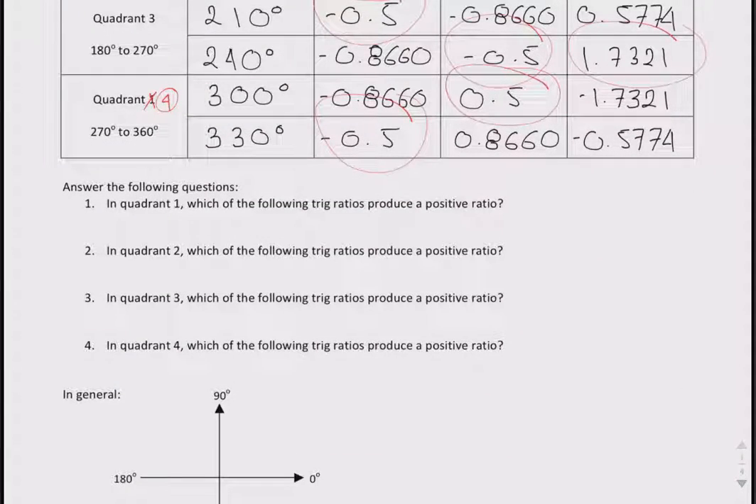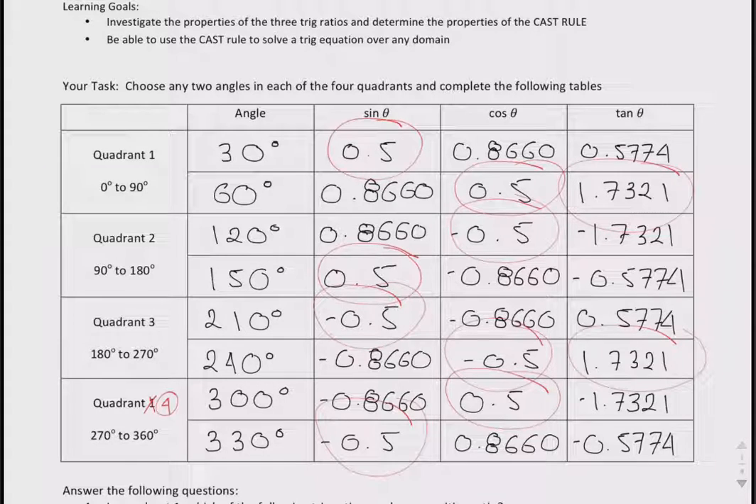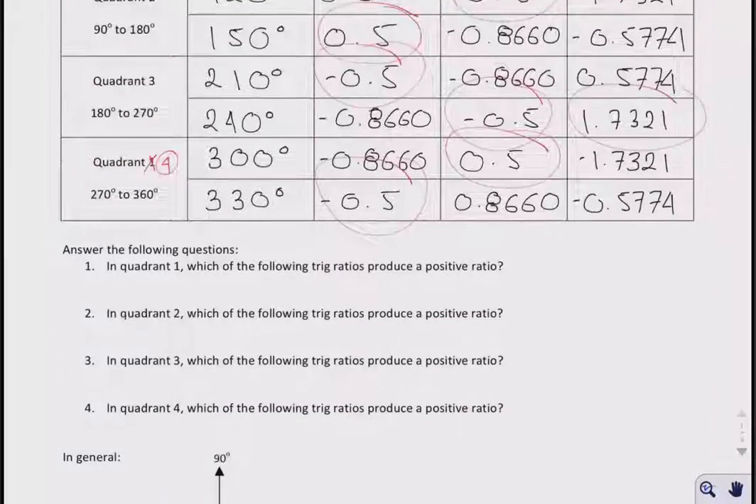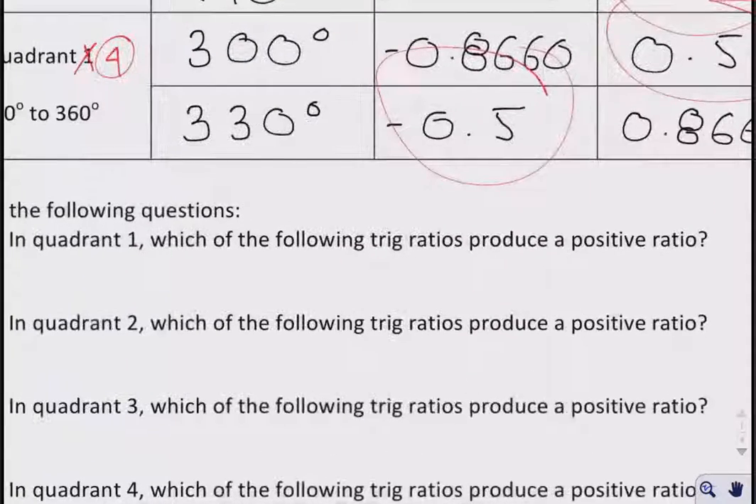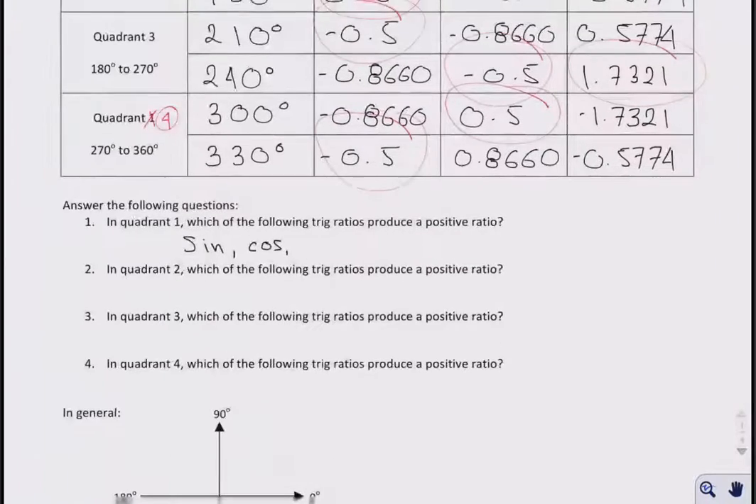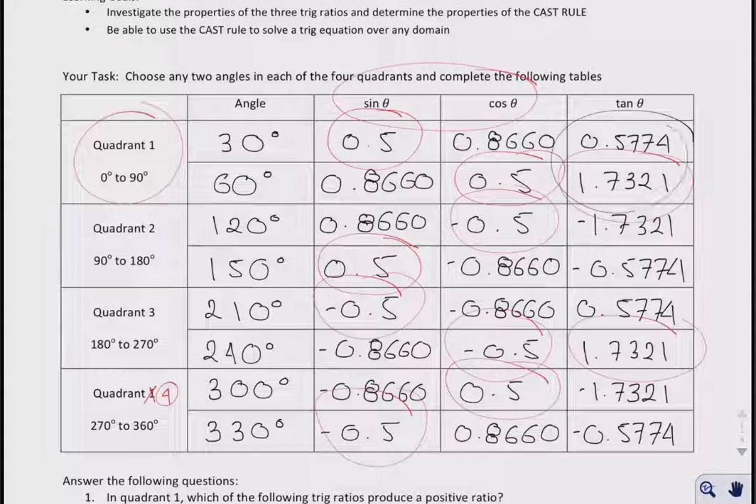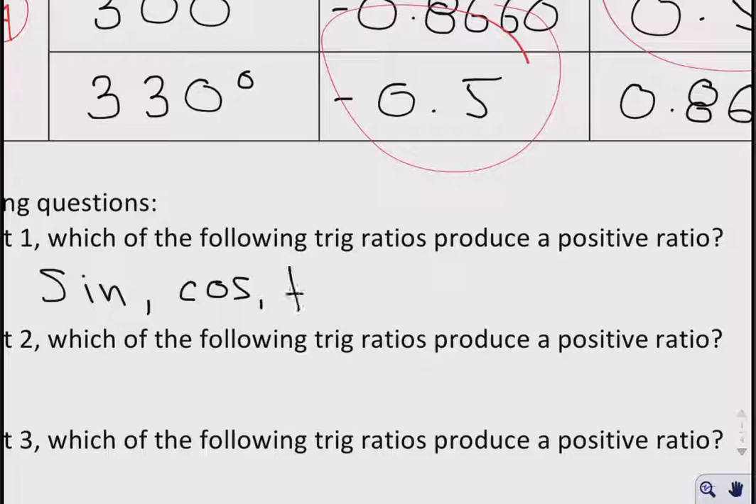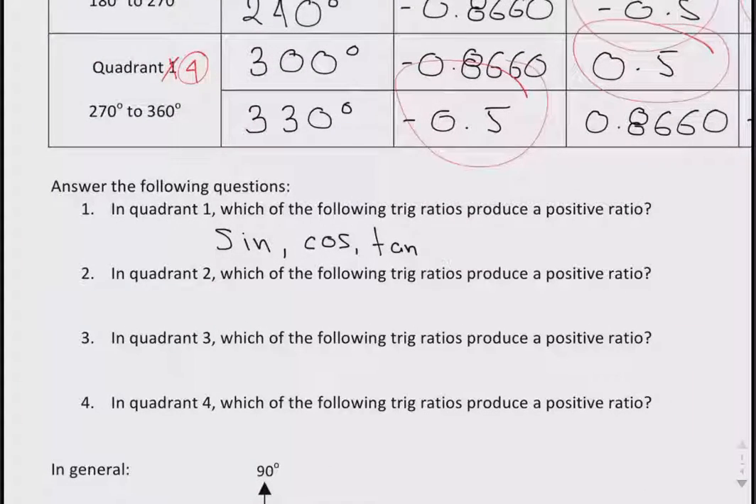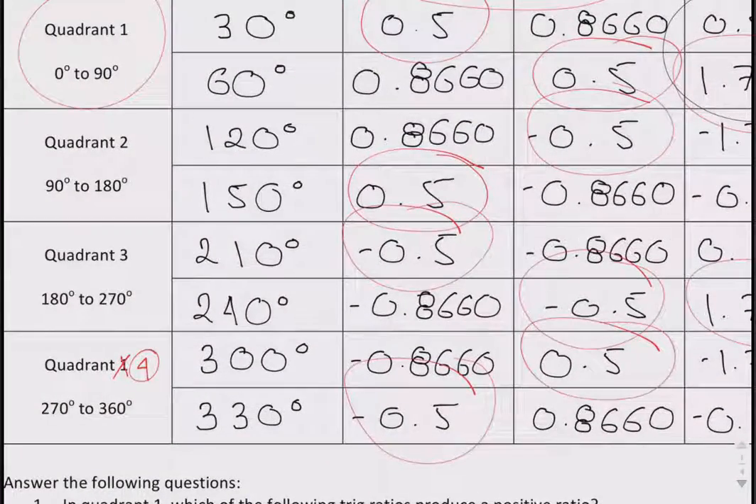So what can we say about the values of the trig ratios in quadrant 1? Which of them produce a positive ratio? Quadrant 1 is everything over here from 0 to 90 degrees. Which one is positive? Well, both sine and cosine are going to be positive in that quadrant. So I can write down here that in quadrant 1, I have sine, cosine, and, sorry, I forgot, tangent as well. Those are positive values too. So I have sine, cosine, and tangent.